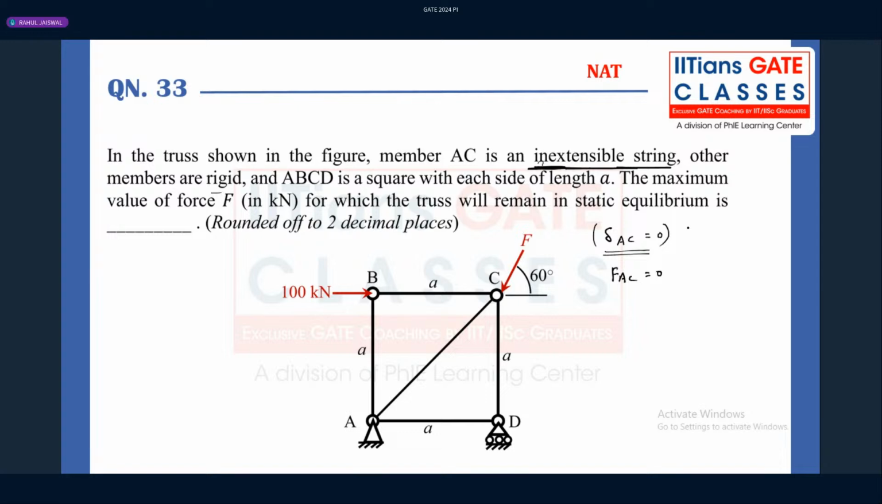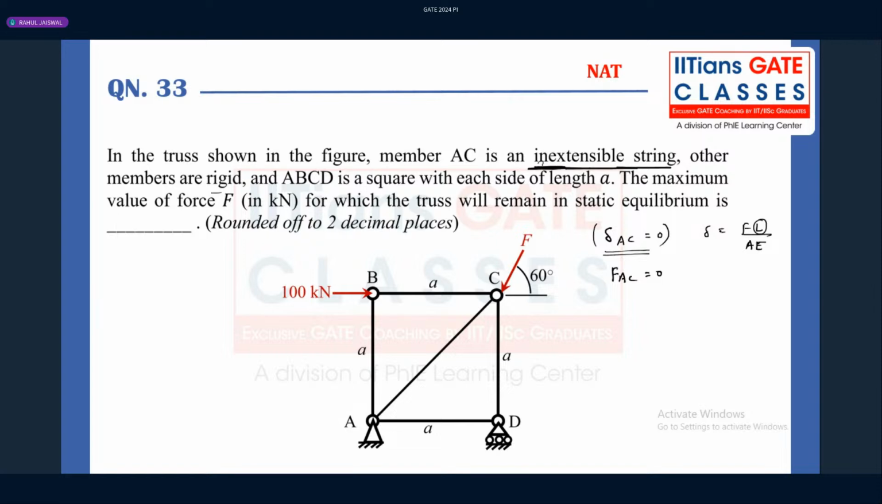If you see the elasticity concept, delta is FL over AE. It has a length L, a constant cross-sectional area A, and some elasticity value E. So definitely the force in the member AC should be zero. If you applied that trick, then definitely you would have got the correct answer for this question.